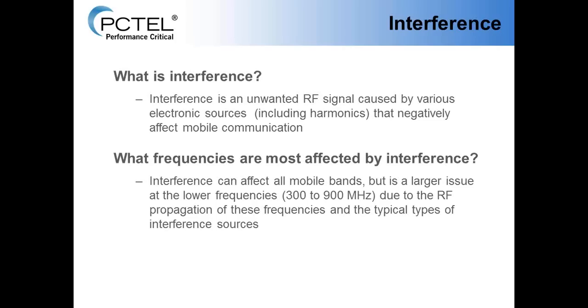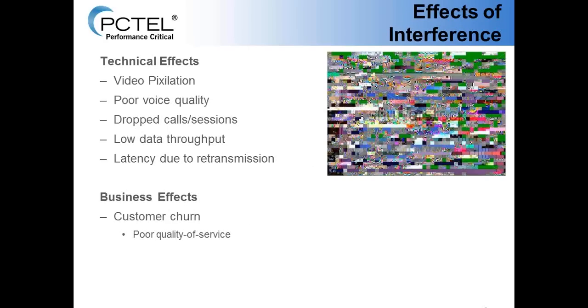So the effects of interference, going to the next slide, they can cause a lot of issues in a mobile communication network, including video pixelation, which we're showing here on the right-hand side, poor voice quality. It can be dropped calls or dropped sessions if you're in a data session. It can also cause low data throughput, extremely important when you are into smartphones as you are in industrialized countries. And latency due to retransmission, particularly in a data network.